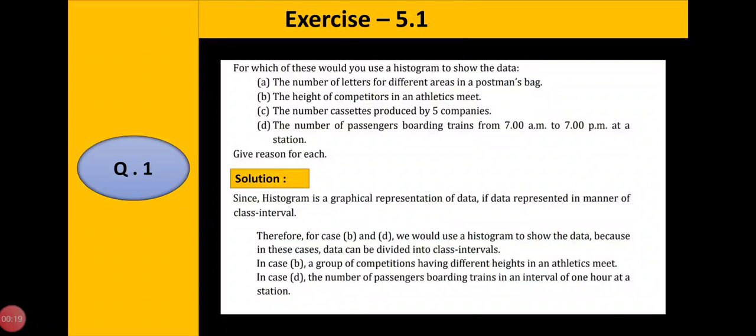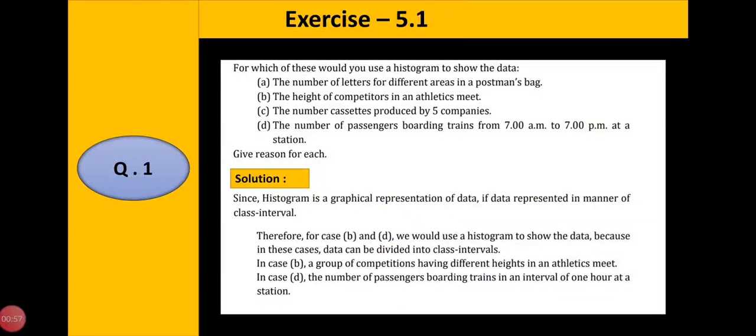For which of these would you use a histogram to show the data? A. The number of letters for different areas in a postman's bag. B. The height of competitors in an athletic meet. C. The number of cassettes produced by 5 companies. And D. The number of passengers boarding trains from 7 a.m. to 7 p.m. at a station. Give reasons for each. Now for solution.